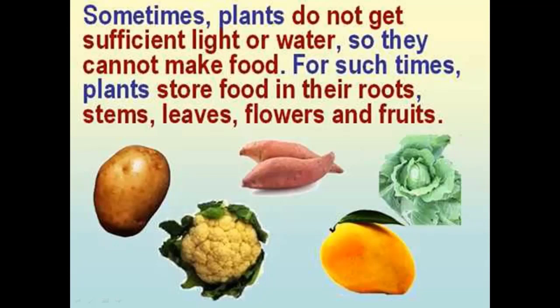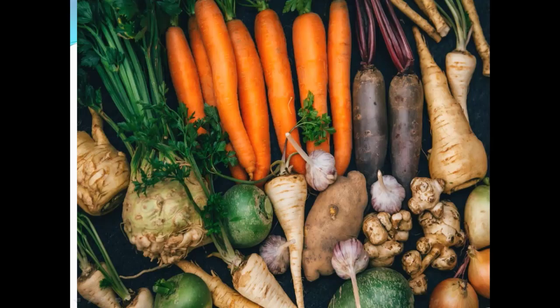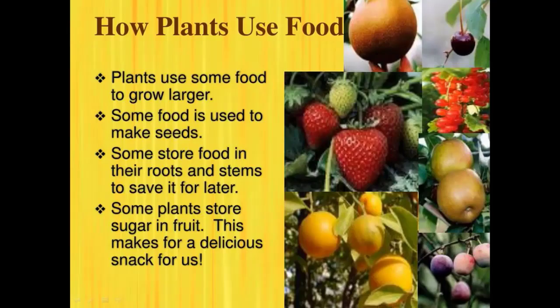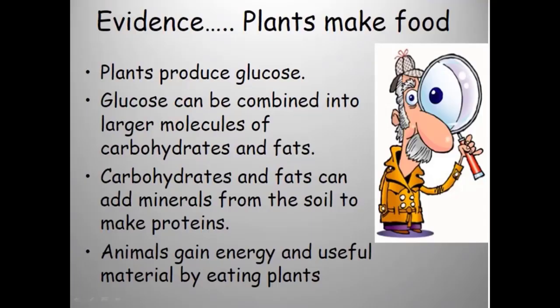Here are some pictures. What you see here is that some plants do not get sufficient light or water, so they cannot make their food. So in that case, the plants store food in their roots, stems, leaves, flowers, as well as in the fruits. These are the different flowers. What you see here, some plants use their food. Also here, they are making the food by the process of photosynthesis.